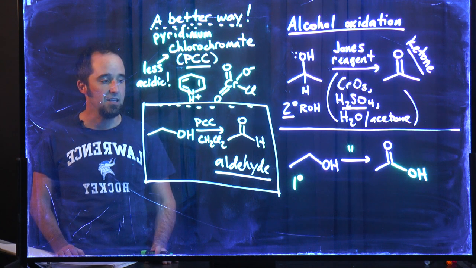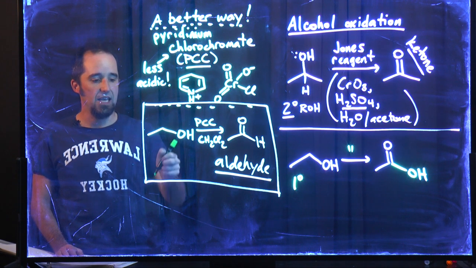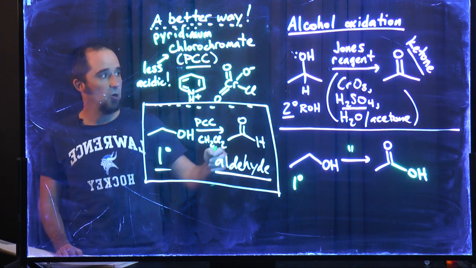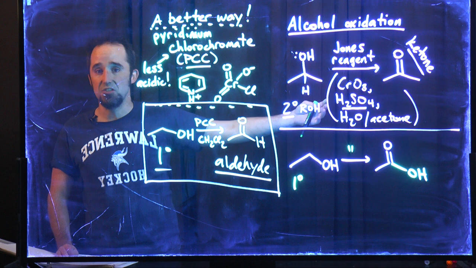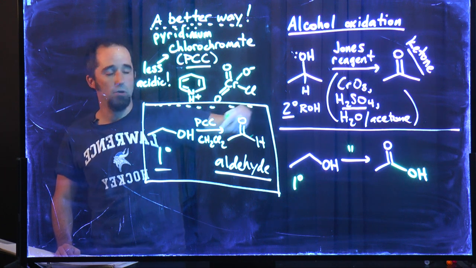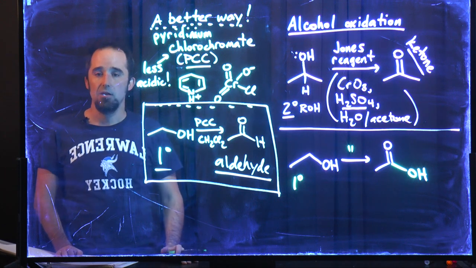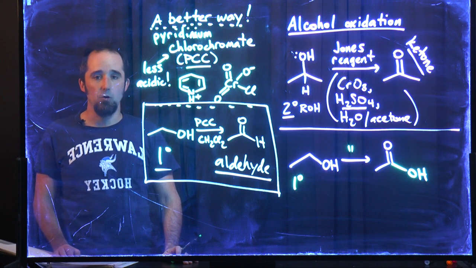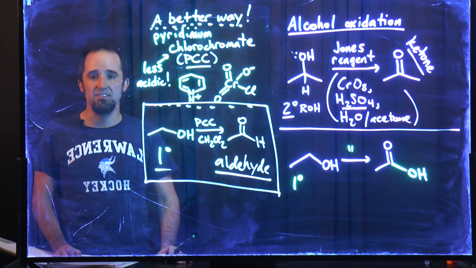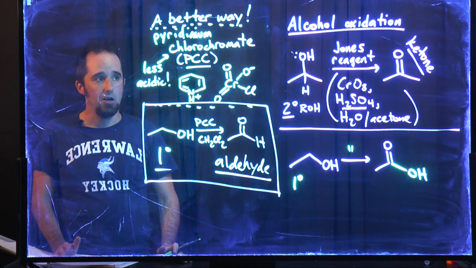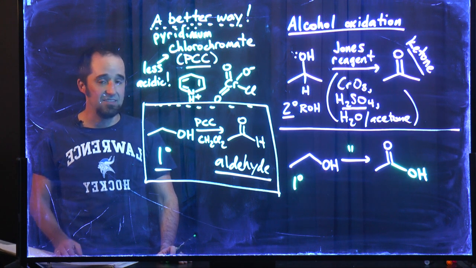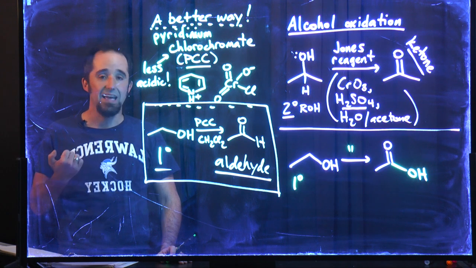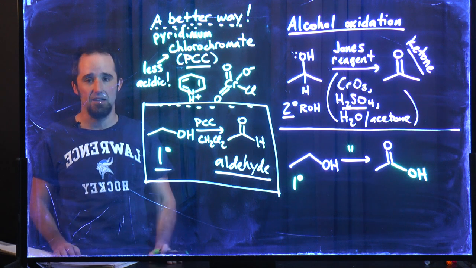So PCC is a pretty good way to take a primary alcohol and turn it into an aldehyde. It will also take a secondary alcohol to a ketone as well. So basically PCC can do both of these things. Now, take a second, maybe even pause, and think about one pro and one con of using PCC. Okay, so the pro is obviously what I just said. It's less acidic than the Jones reagent, and it will let us stop at the aldehyde.